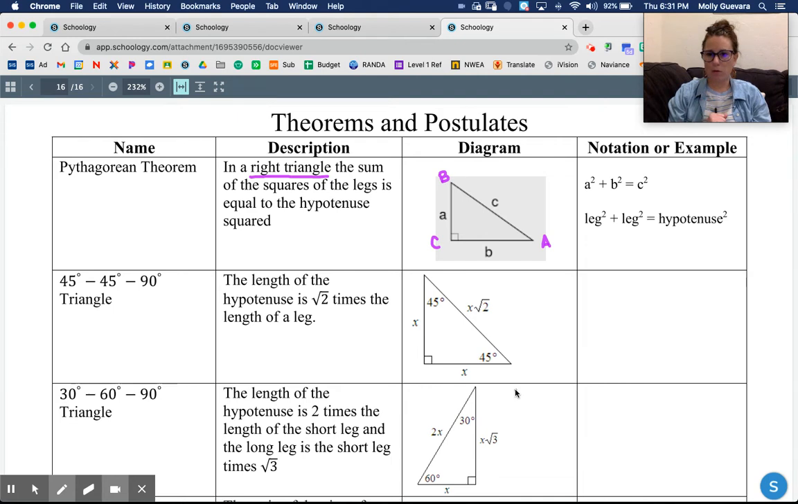When you have a 45, 45, 90 triangle, your two legs are always the same length, and your hypotenuse is going to be whatever that leg length is, times the square root of 2.